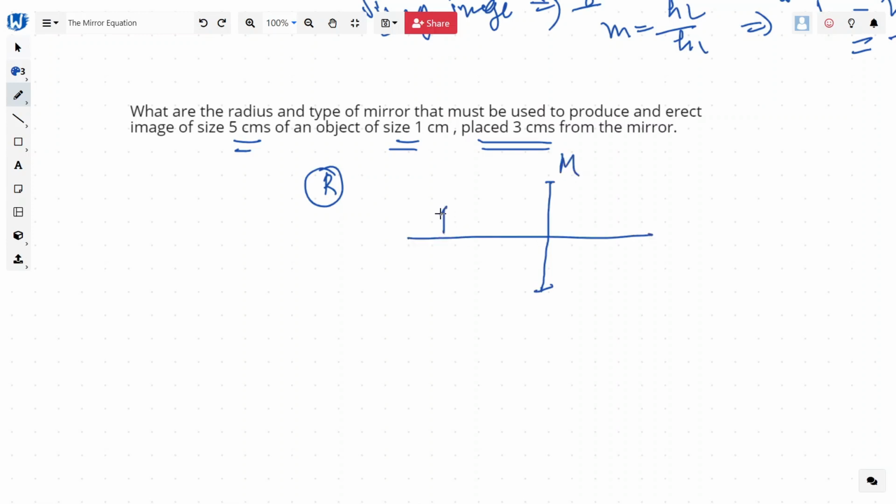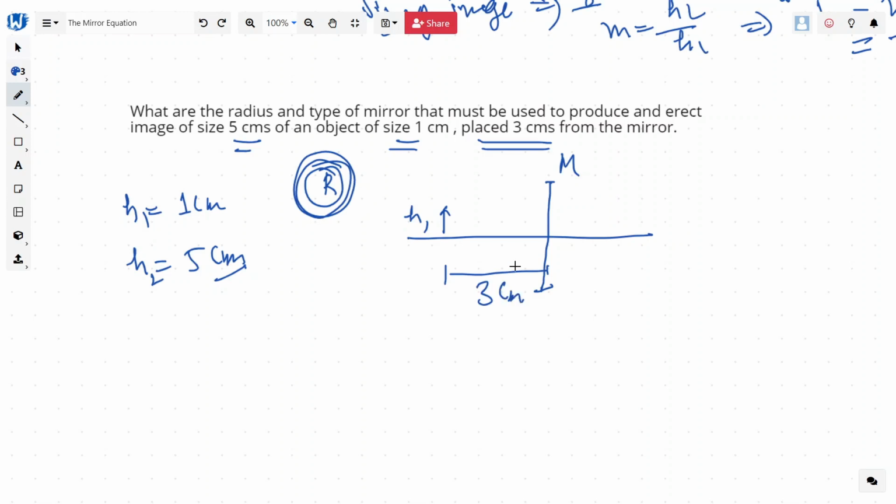What we are given is the height of the object, h1, which is 1 centimeter, and the height of the image, which is 5 centimeters. We do not know r, hence we know nothing about the mirror, but we know that the object is placed 3 centimeters from this side. Using the sign convention, the ray traveling this side is positive, this side is negative. We know that u is minus 3 centimeters.